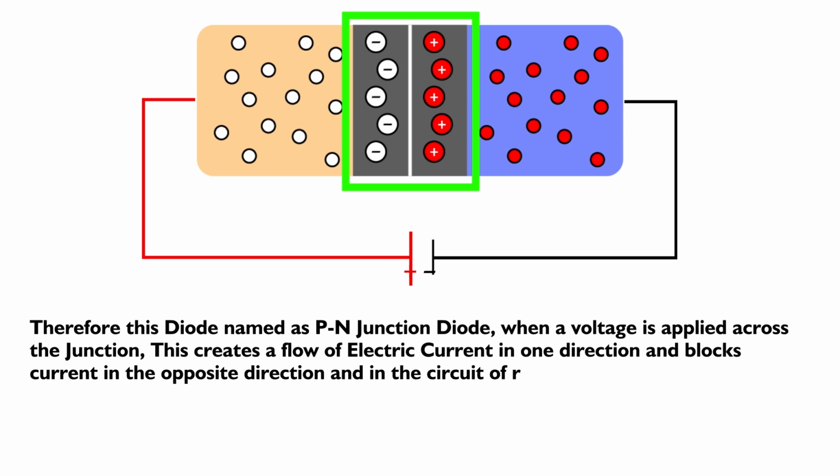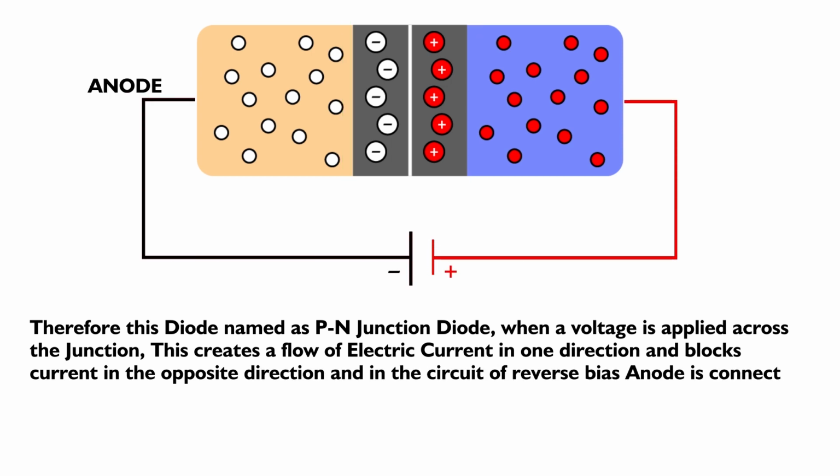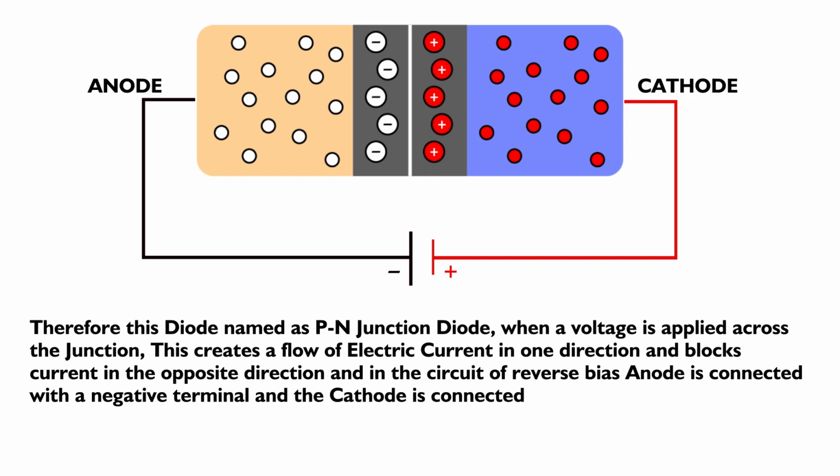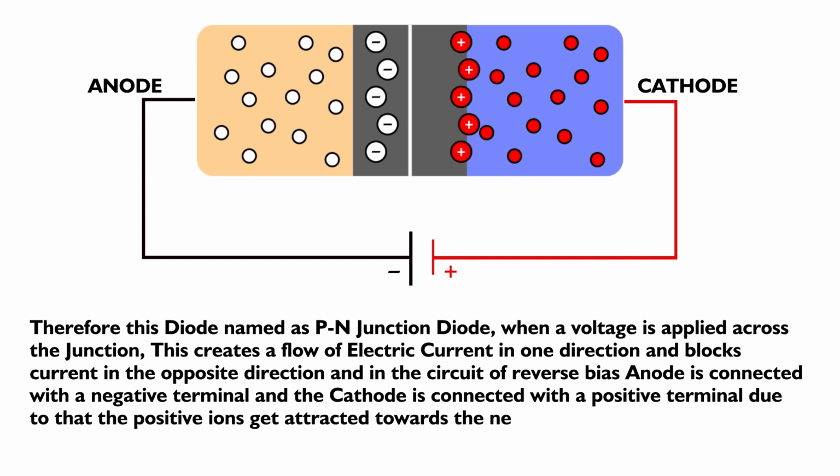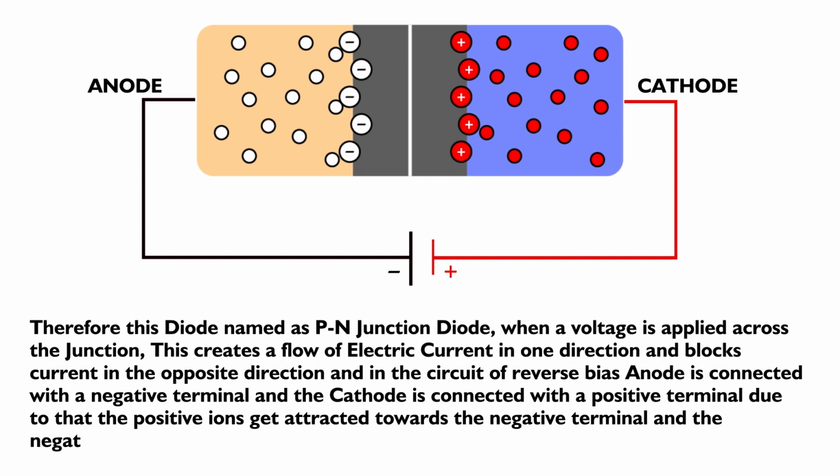And in the circuit of reverse bias, the anode is connected with the negative terminal and the cathode is connected with the positive terminal. Due to that, the positive ions get attracted towards the negative terminal and the negative ions are attracted to the positive terminal. Therefore, it causes a breakdown.